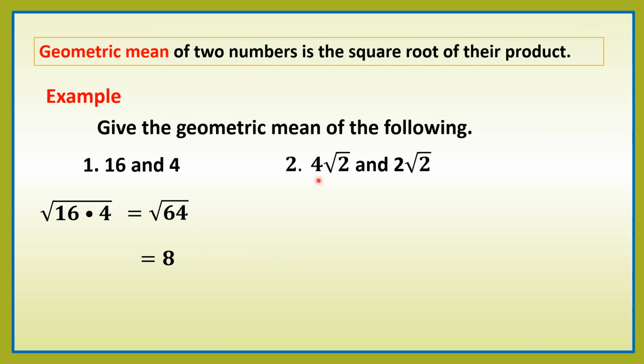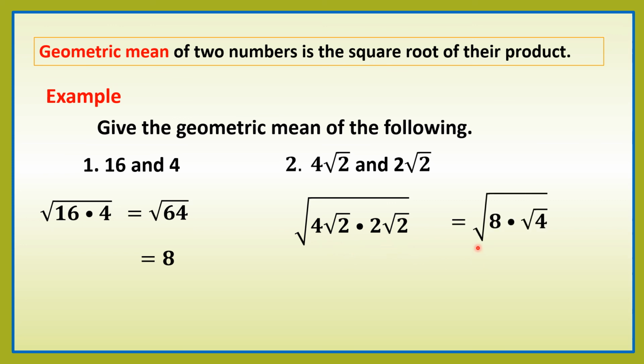Number 2, 4 square root of 2 and 2 square root of 2. So let us write that into radical form. Square root of 4 square root of 2 times 2 square root of 2. Let us multiply first the coefficients 4 and 2. So we will have now 8 times the square root of 4. And 4 is a perfect square, so pwede pa natin siyang isimplify. Square root of 4 is 2.